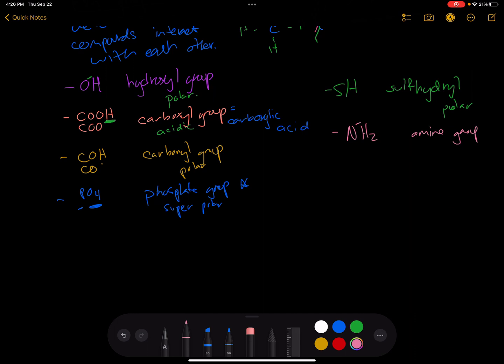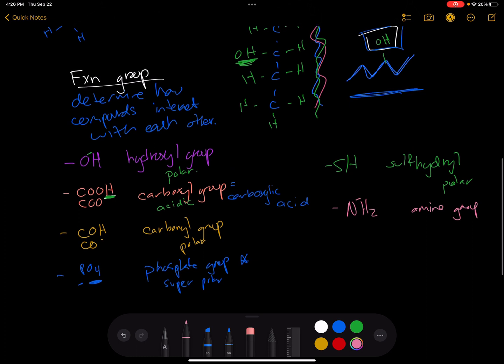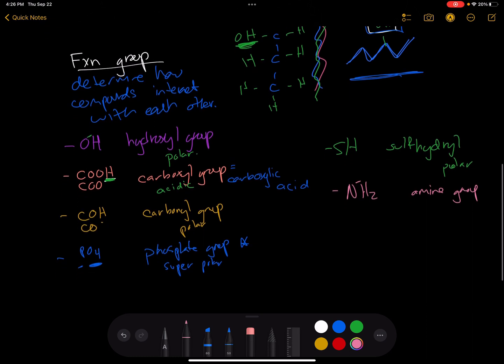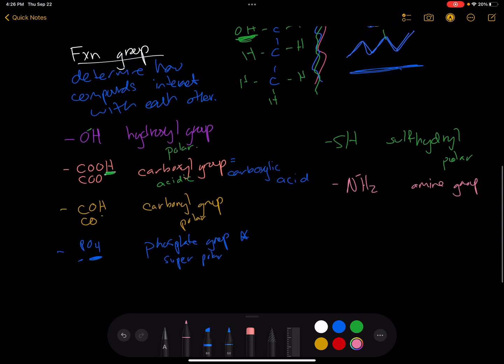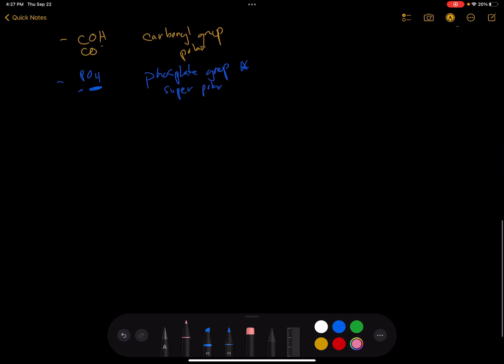4, 5, 6. I'm missing one. Well, we'll have to come back to it later. Hydroxyl, carboxyl, carbonyl, phosphate, sulfhydryl, amine. Yep, I don't know. We'll have to come back to it. But these functional groups, like I said, this is how we start determining the characteristics of molecules.